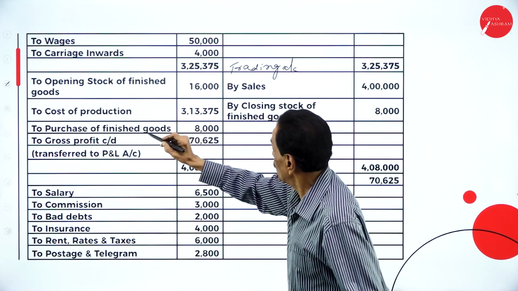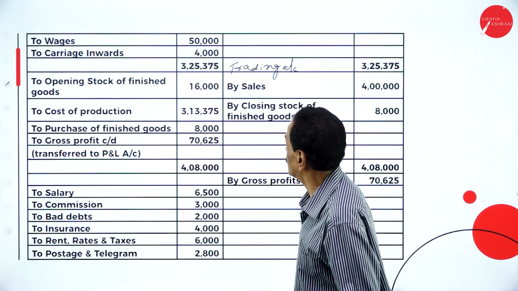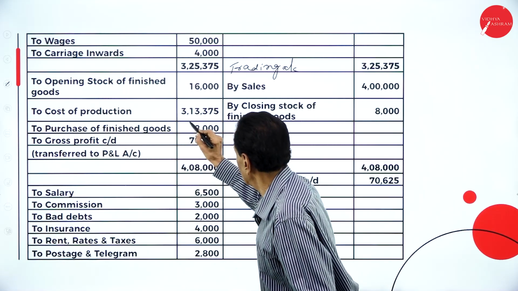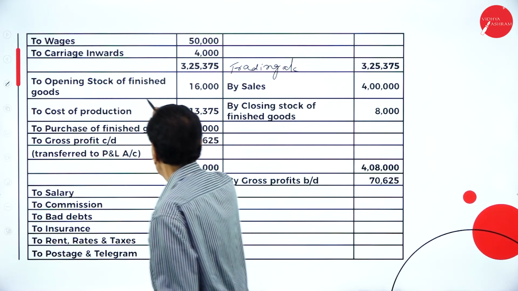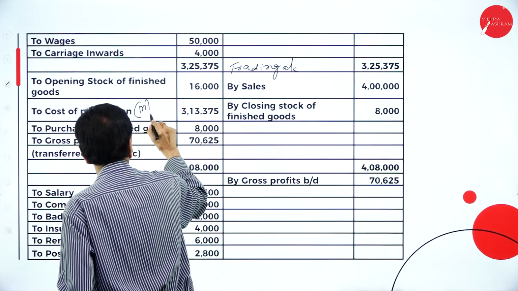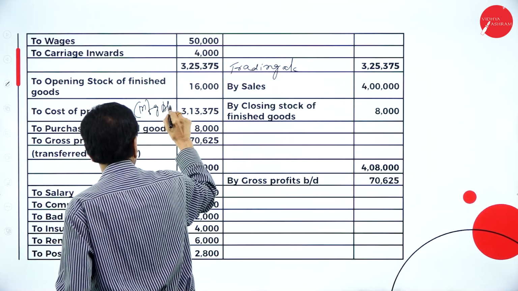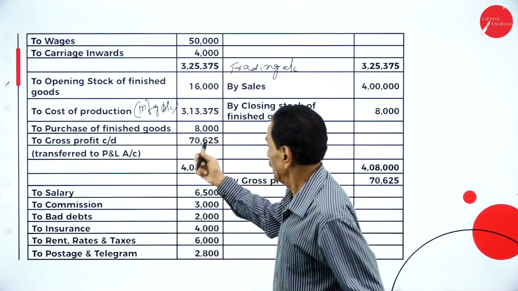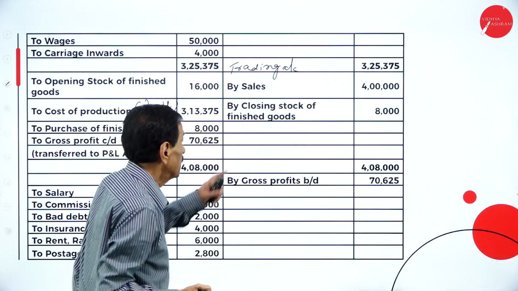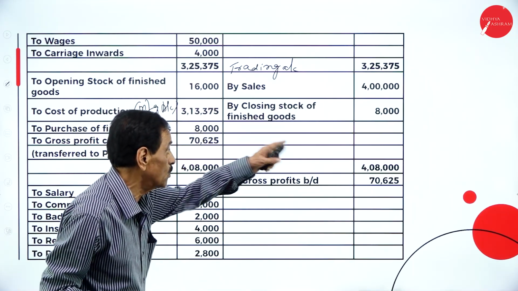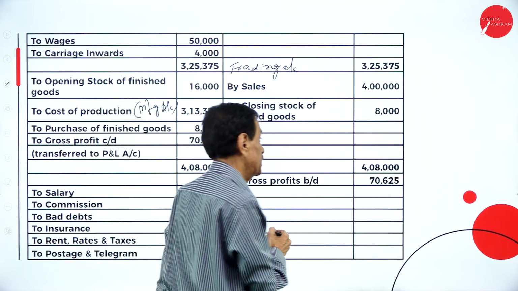To opening stock of finished goods 16,000. Cost of production 3,13,375 from manufacturing account. Then purchase of finished goods 8,000. Sales 4 lakh. By closing stock of finished goods 8,000 as per the adjustment.